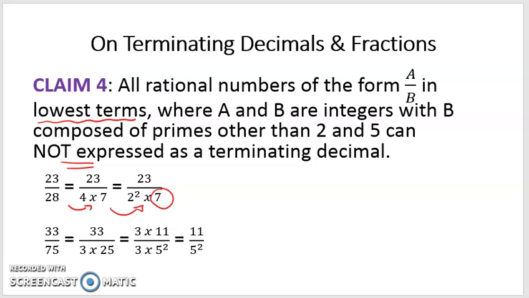Okay, 75 is 3 times 25. But take a look at the top. The top, 33, is 3 times 11. So I've got 3 times 11 over 3 times essentially 25, or 5 squared. But these 3's can be canceled. So 33 over 75 is actually equivalent to 11 over 5 squared. That fraction has only a 5 in the denominator, so that one actually could be expressed as a terminating decimal.